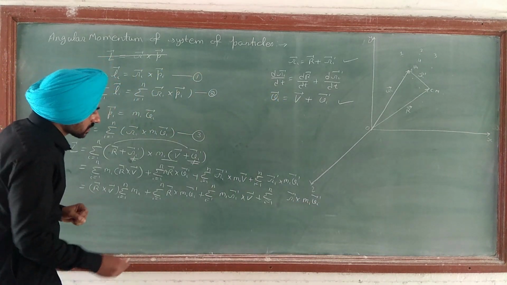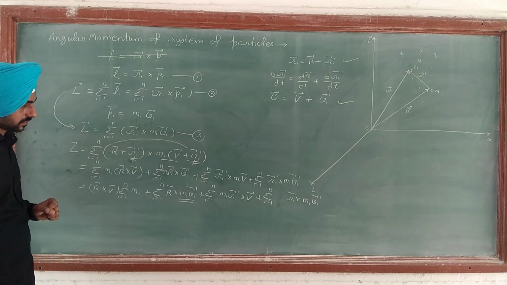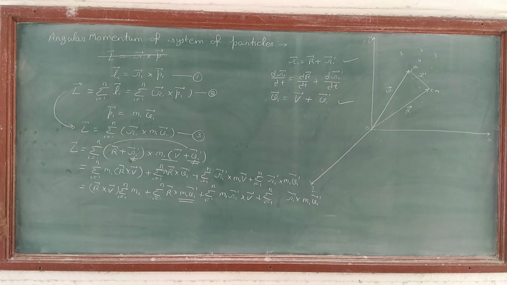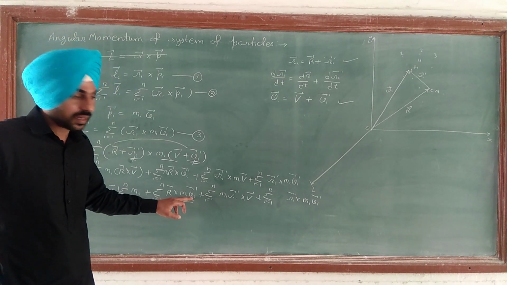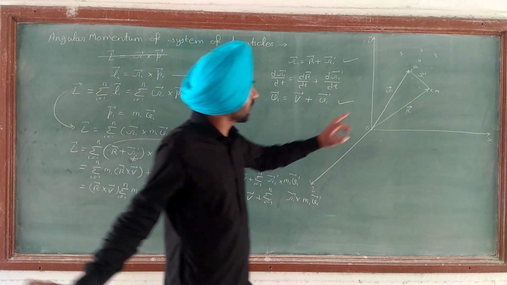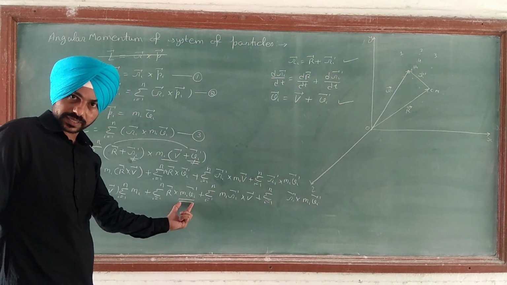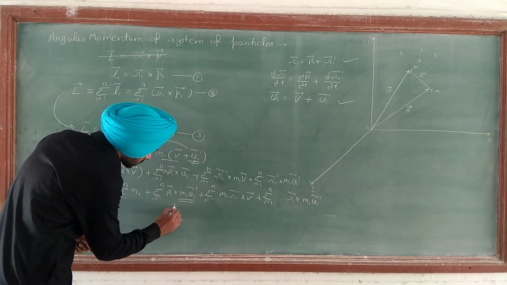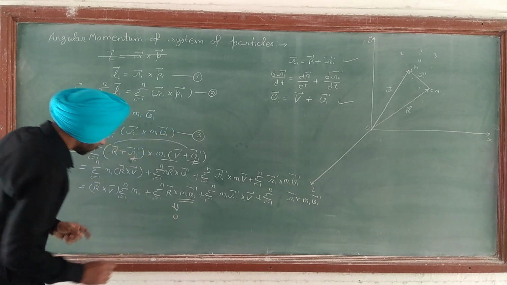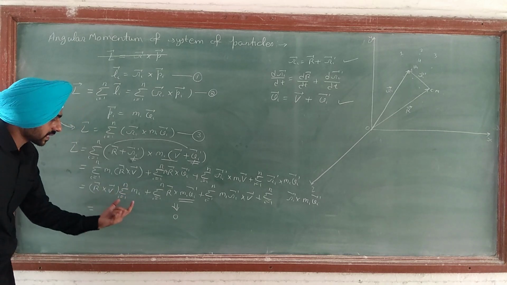As in our previous lecture we have discussed, this mi vi prime is 0. This is the linear momentum of the system of particles with respect to the center of mass. Vi prime is the velocity of the ith particle with respect to the center of mass. So we are talking about the linear momentum of the ith particle with respect to the center of mass, so it is 0 as we discussed in our previous lecture.